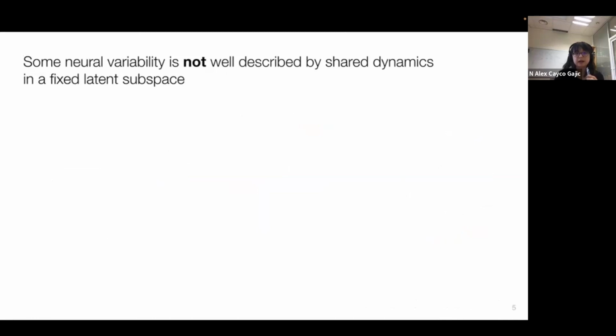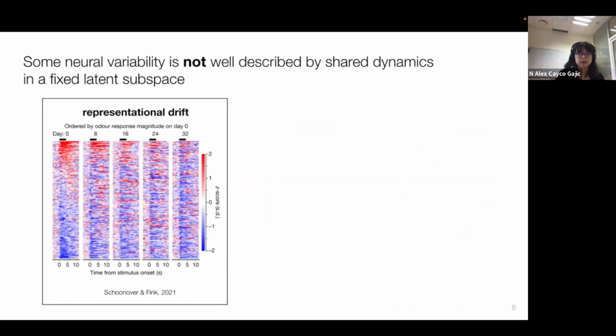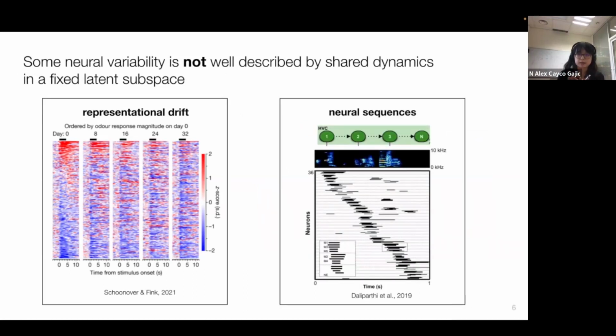It turns out that not all neural variability can really be described by this type of view where you have low dimensional latent representations of the neural activity in some fixed subspace. So one example is if your neural encoding vector changes, so maybe it slowly drifts over the course of days. I'm giving the example of representational drift, but it could be slow changes as a result of learning, for example, or it could be condition-specific changes of the encoding vector. And another example, which is much more classic, is just neural sequences, which are not described by a single, zero-lagged population mode that increases and decreases in strength over time.